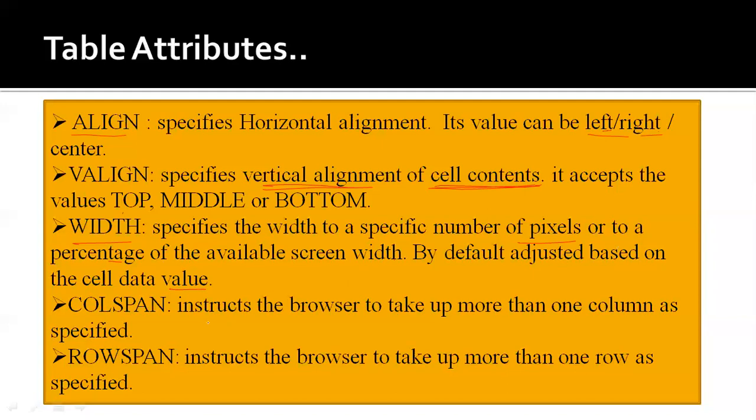Now next attribute is Colspan. It instructs the browser to take up more than one column as specified, or we can say it is used to merge columns. And Rowspan instructs the browser to take up more than one row as specified, or we can say it is used to merge the rows.